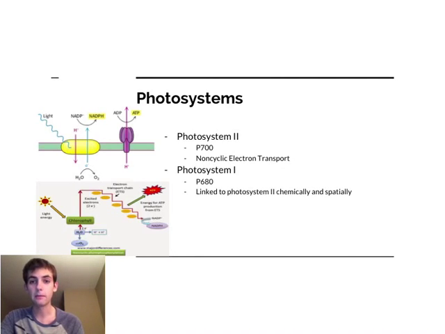Photosystem 1 is the second part of the light-dependent reactions, and this is going to be made up of a P680 chlorophyll. And what that means is that light's going to be absorbed at 680 nanometers in this type of chlorophyll. And this is the photosystem that is linked chemically and spatially to photosystem 2. And we're going to talk about how that occurs in the next diagram.